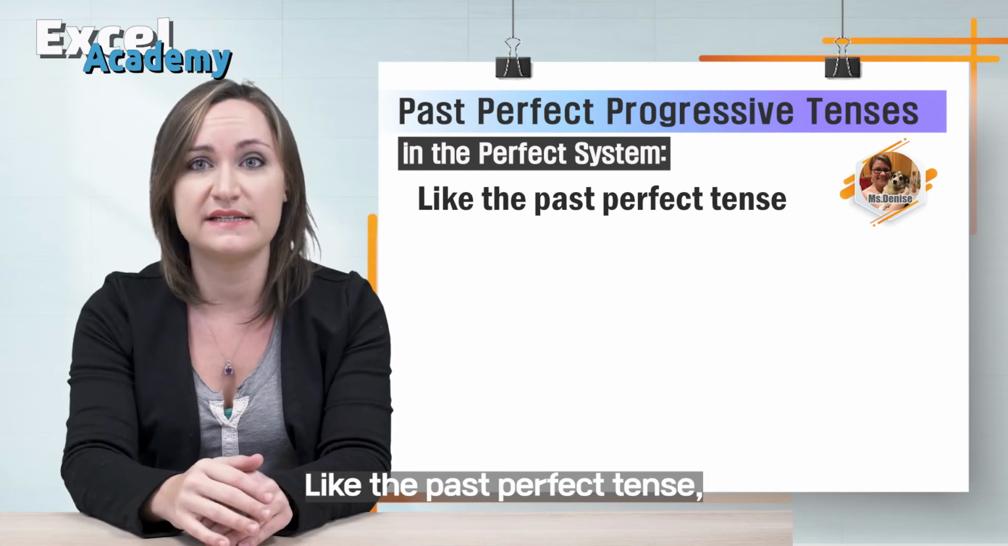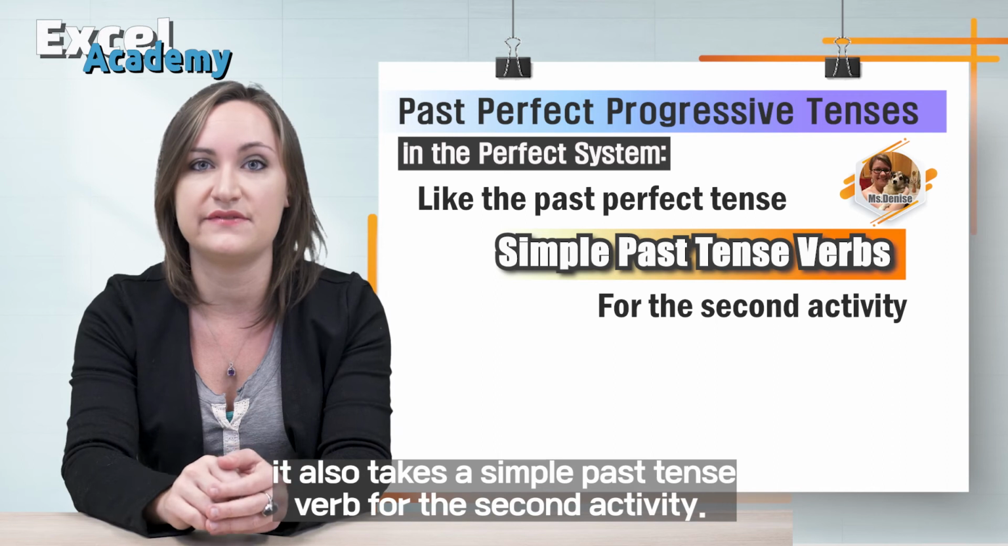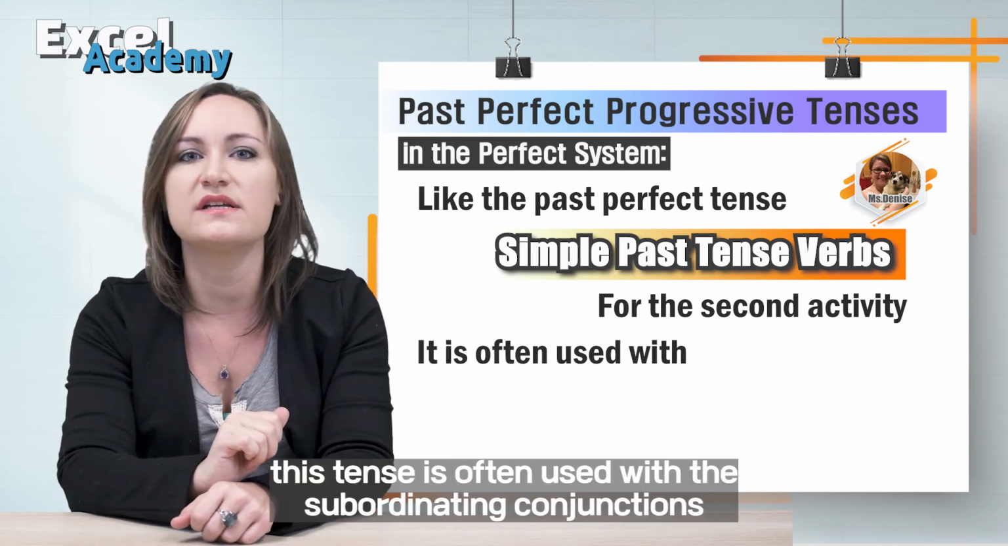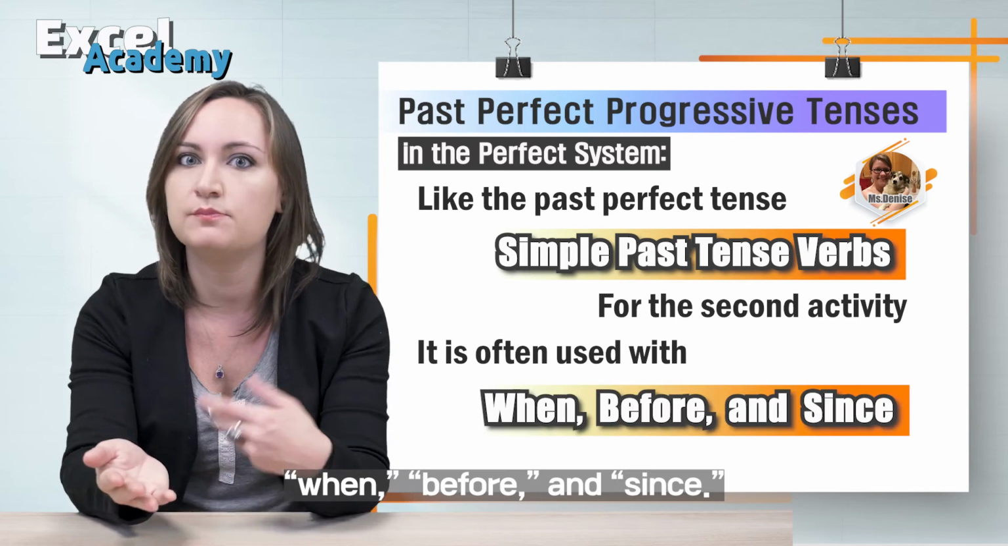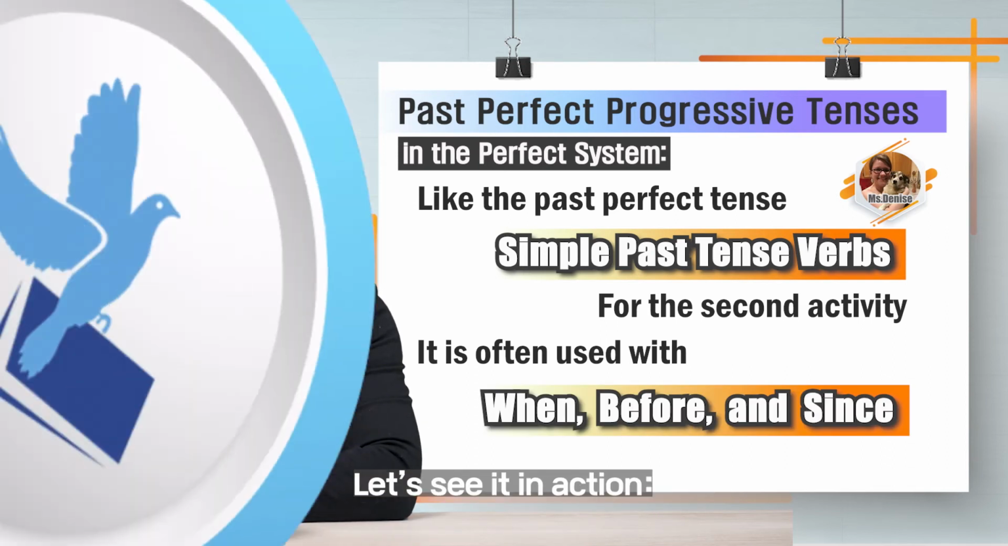Like the past perfect tense, it also takes a simple past tense verb for the second activity. However, this tense is often used with the subordinating conjunctions when, before, and since. Let's see it in action.